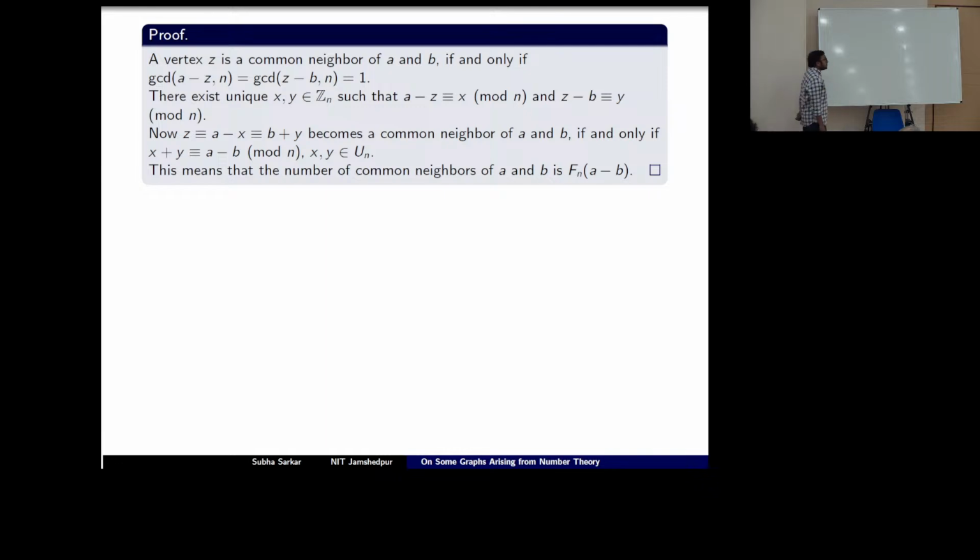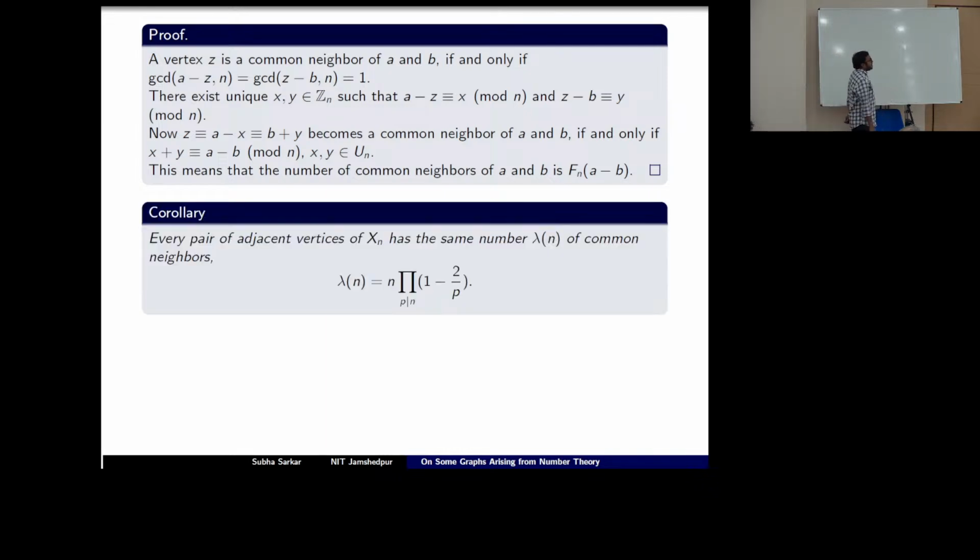Now in addition to that, if we want that a and b are adjacent, then the number of common neighbors will be equal to this number. So if I require in that lemma that the vertices a and b are adjacent, and then I want to count the total number of common neighbors of a and b, in that case we will get this number. This is coming because suppose z is a common neighbor, so the number of common neighbors is f_n of a minus b.